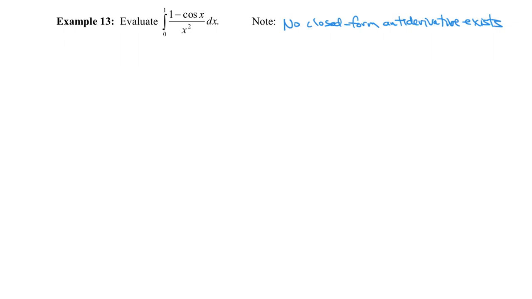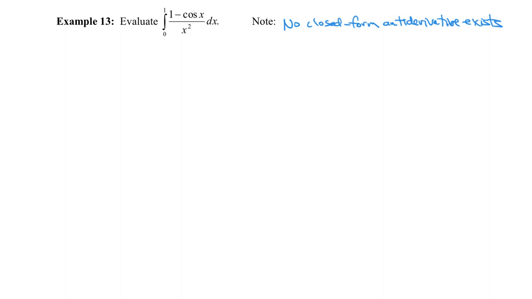So that means we need to use some sort of approximation technique, right? We can't use the fundamental theorem of calculus to get the exact value because the fundamental theorem of calculus says evaluate the antiderivative of this at 1 and at 0. We can't evaluate the antiderivative if it doesn't exist. So we're going to need some approximation technique. And I guess we could probably try to use, I don't know, maybe Maclaurin series expansion?